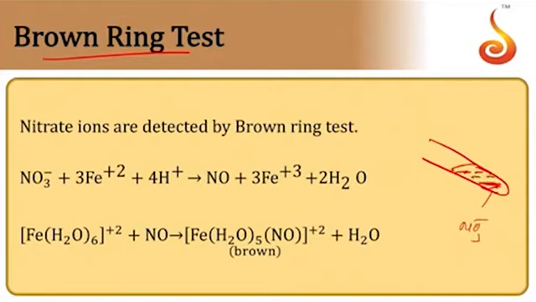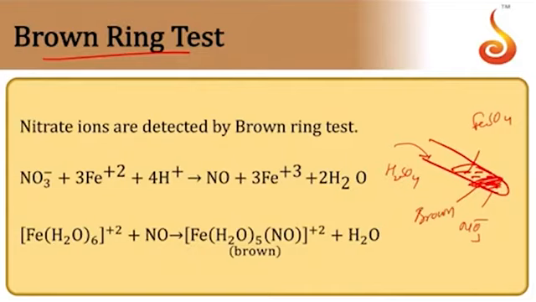We have a ferrous sulfate solution here, so FeSO4 solution is added. And then along the walls of the test tube, sulfuric acid is added. At the junction of these two layers, we can see a brown color formation, a brown layer can be seen.